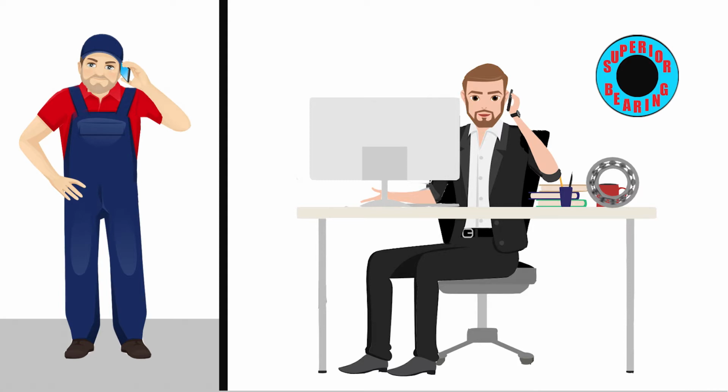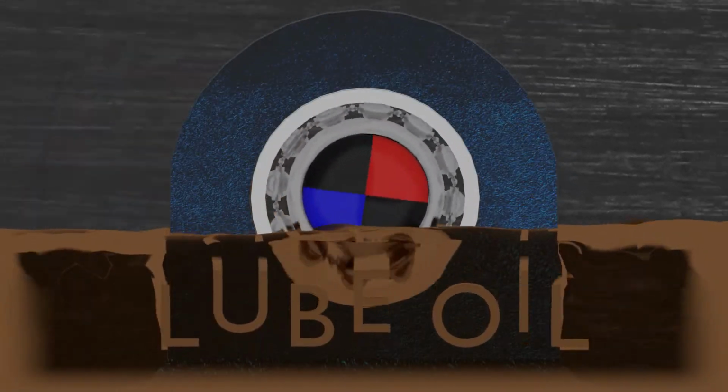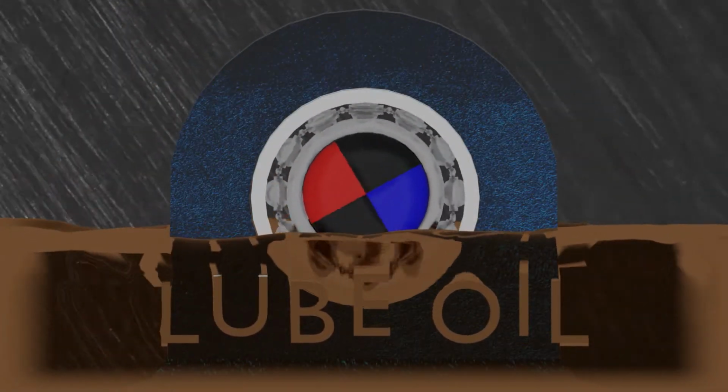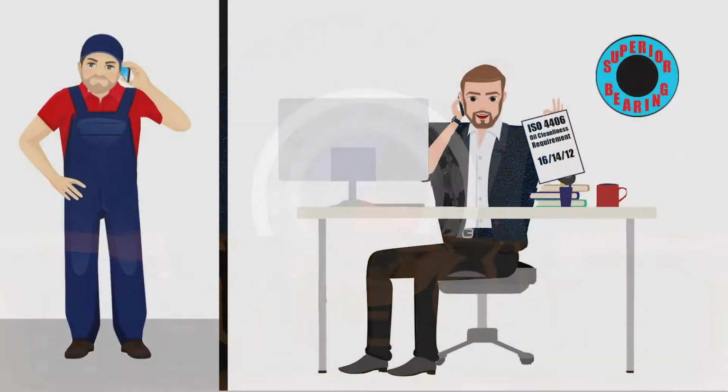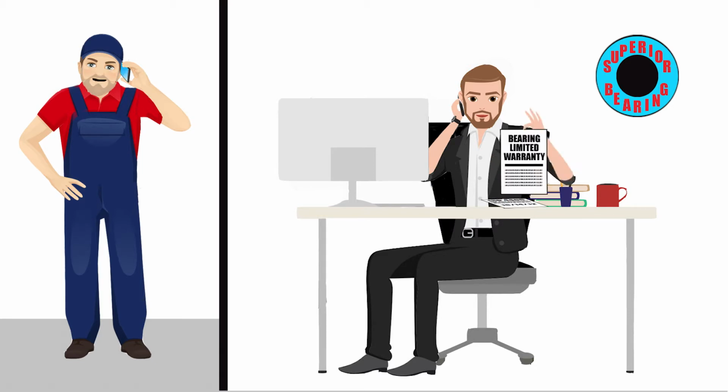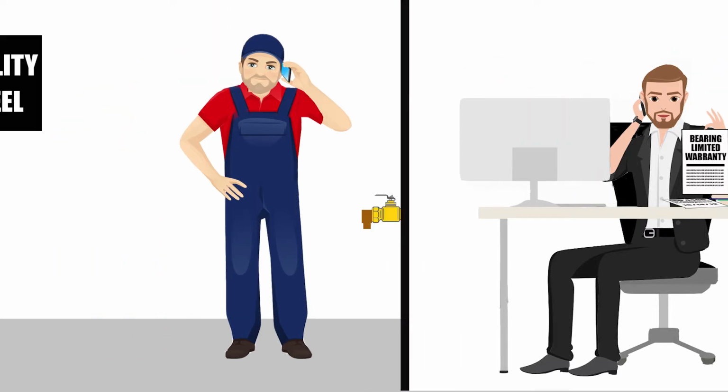They told John the bearings were failing prematurely from wear caused by particulate contamination in his gearbox lubricating oil, and that their bearings required an ISO4406 Oil Cleanliness Code of 16-14-12 or better in order to maximize operational life and meet warranty.